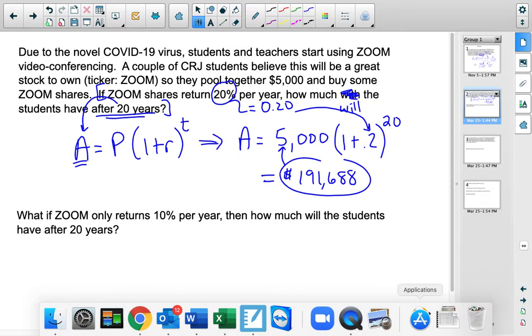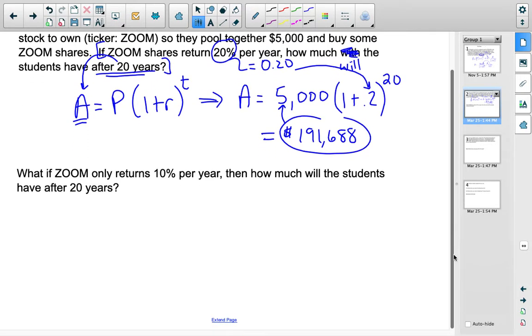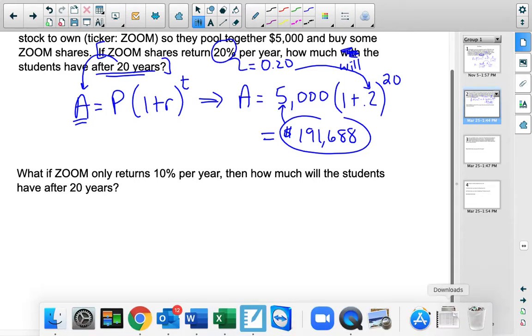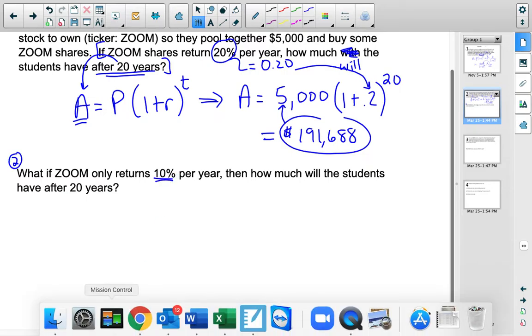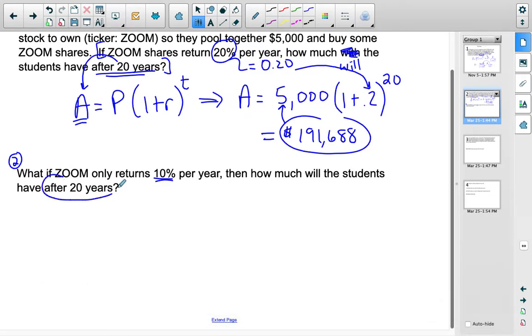of compounding. What I did here is just a different question down here, kind of question number 2. What if Zoom only returns 10% per year? Then how much will the students have after 20 years? Again, after 20 years, I'm still using the same formula. I'm just changing my 20% to 10%.